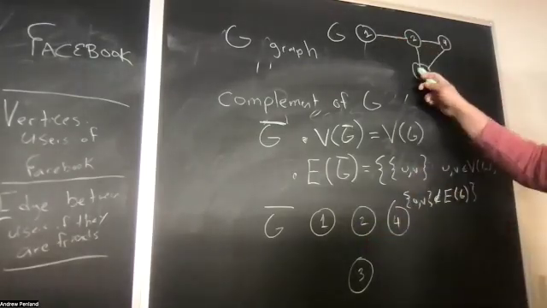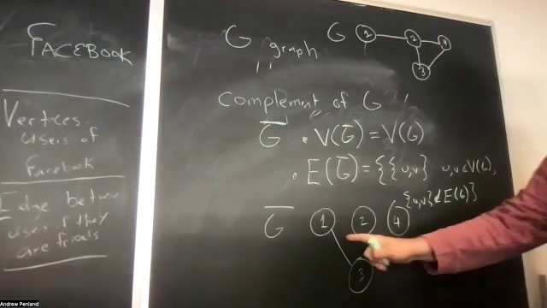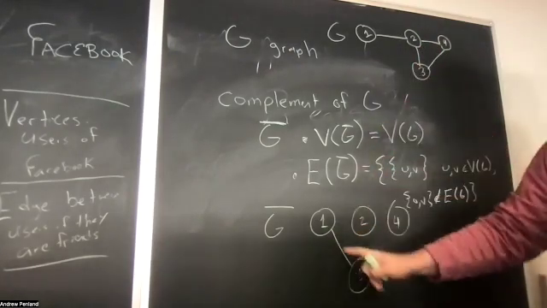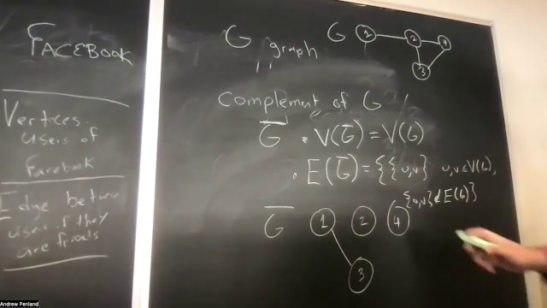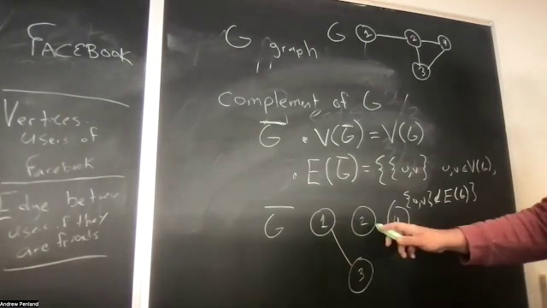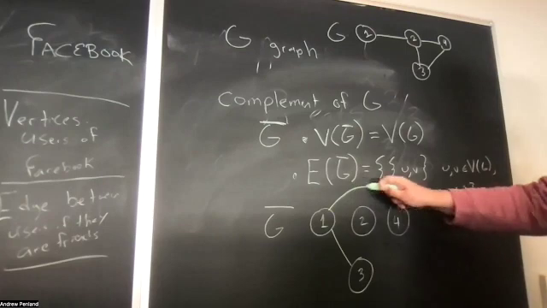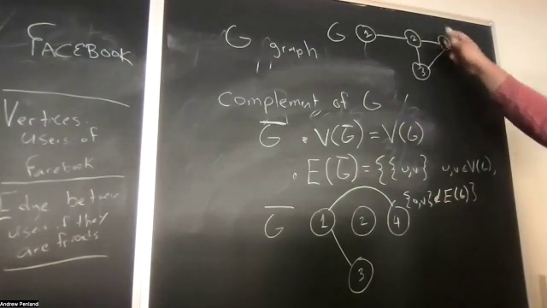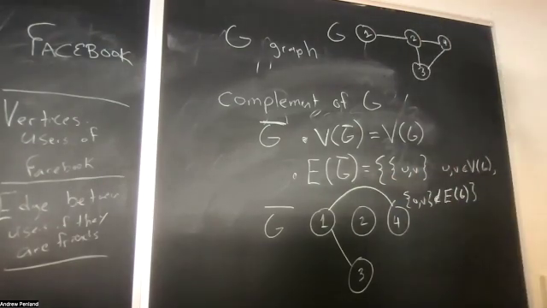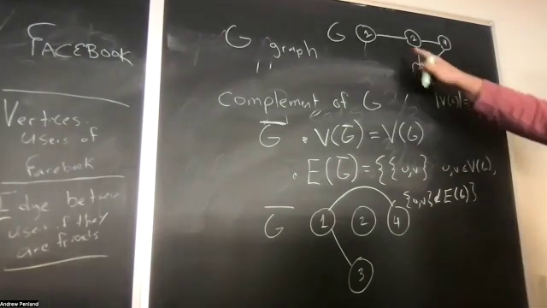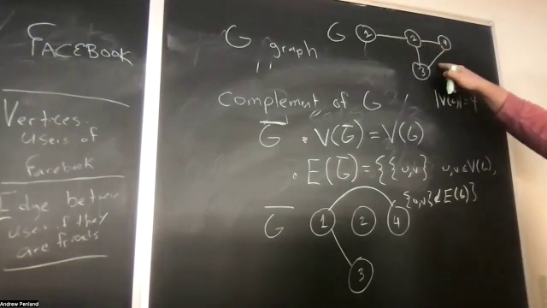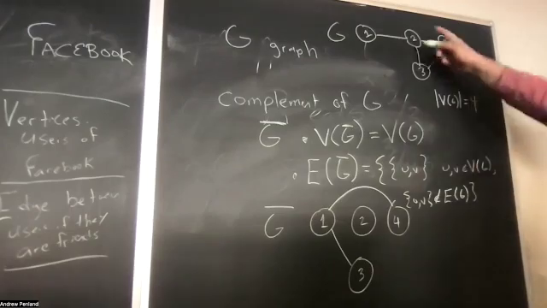What about 1, 3? Yes, because it's not an edge here, so it is an edge in the complement. 2 is adjacent to 4, so it's not adjacent in the complement. 1 is adjacent to 4 in the complement because 1 is not adjacent to 4 in the original. Are there any others? We already have 1, 2, 3, 4 edges, right? So that's bigger than 3. So here we have 4.